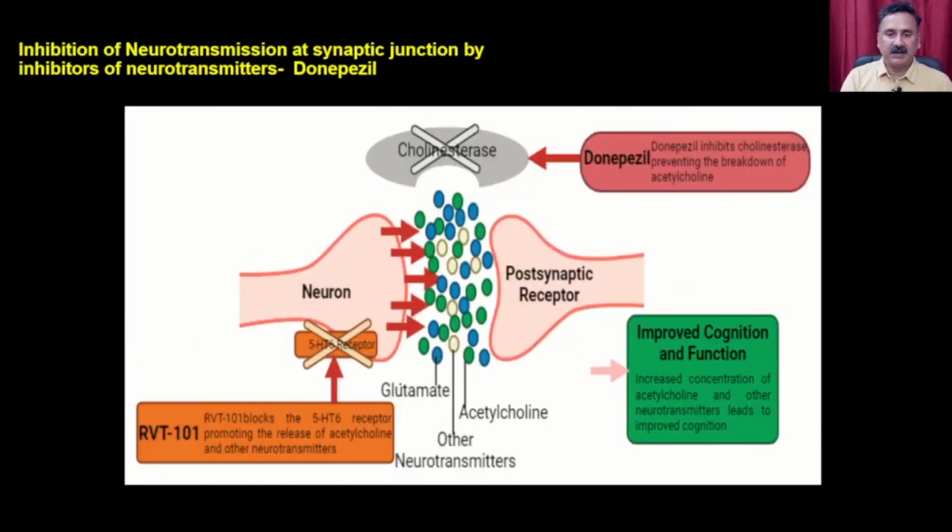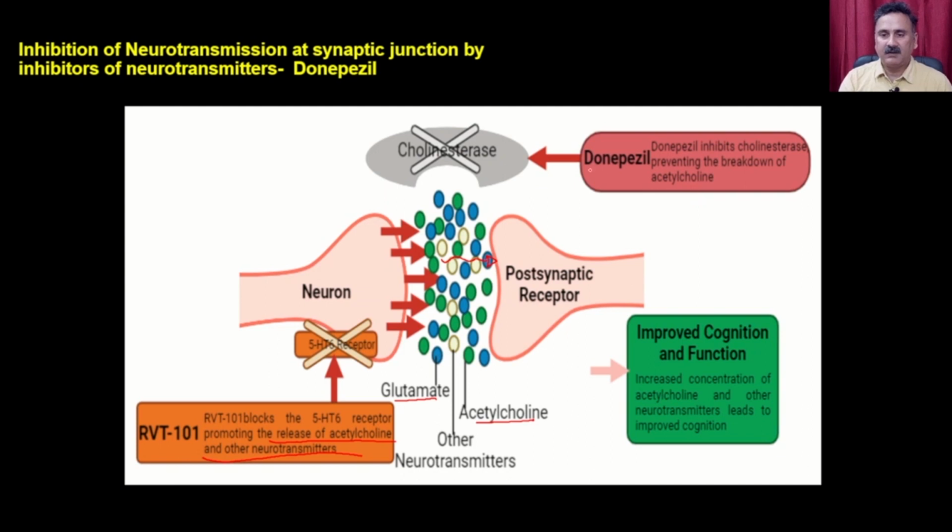So cholinesterase, this is exactly the same as what we have shown: you are going to have the RVT101 inhibitor, and that also blocks another receptor which is called the 5-HT6 receptor, which promotes the release of choline and other neurotransmitters. Once you block this particular receptor, it is going to stop the secretion of neurotransmitters such as glutamate, acetylcholine, and all that. Because of that, it is going to stop the neural transmission between the two neurons.